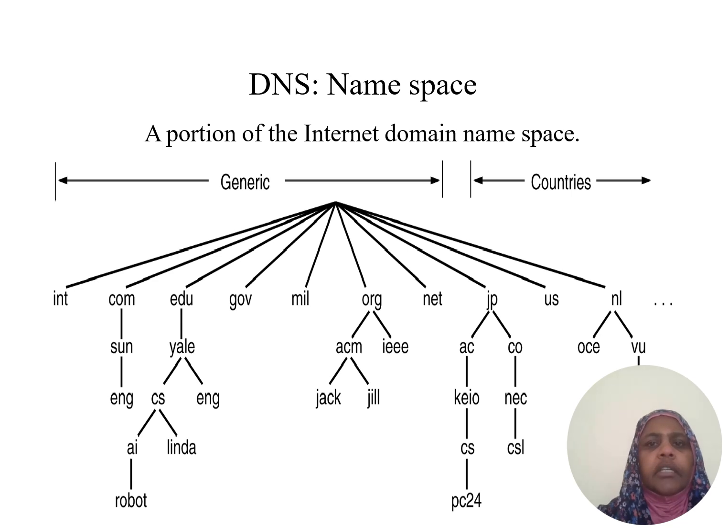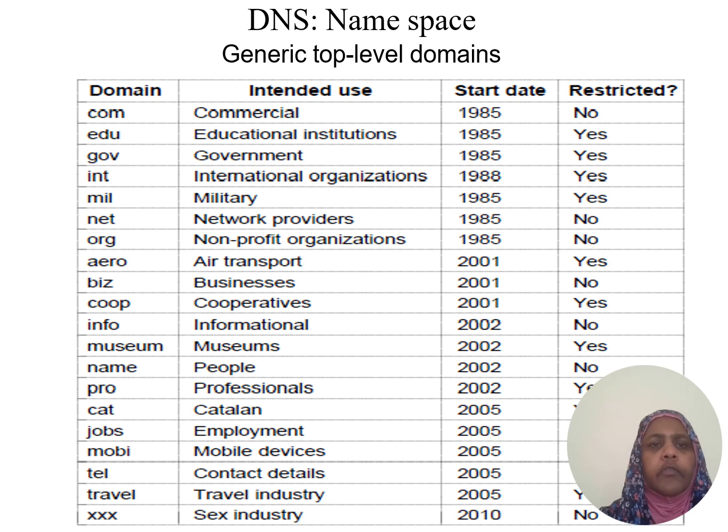A subset of the internet domains are shown in the figure: .int, .com, .edu, .gov, .mil, .org, .net, and for countries .jp, .us, .nl. As you can see here, we have two types of domain names, restricted and not restricted. Restricted like .edu, .gov, .mil, and not restricted like commercial domain names .com and .net, .org, .business.